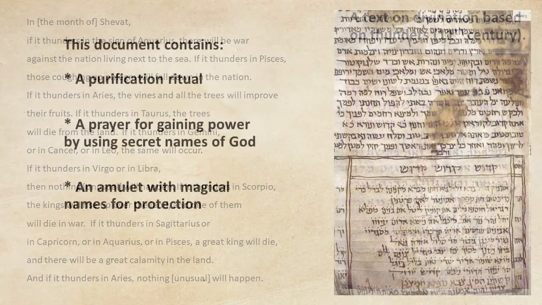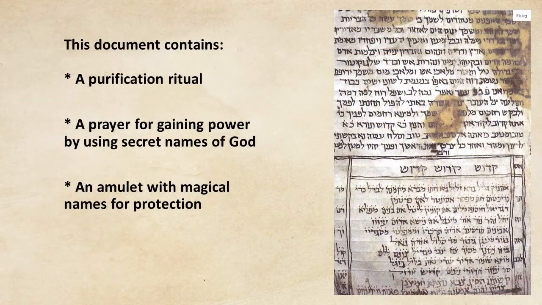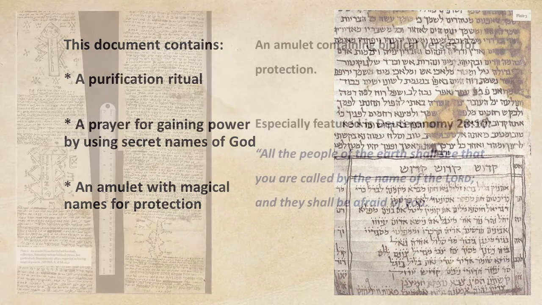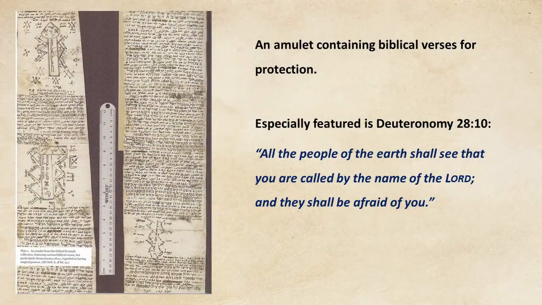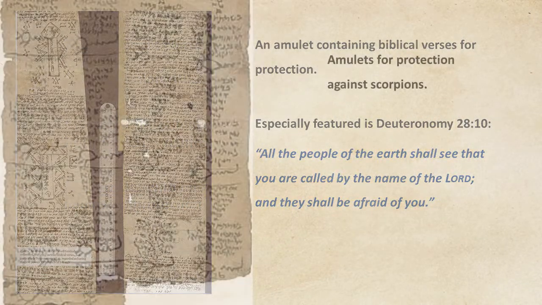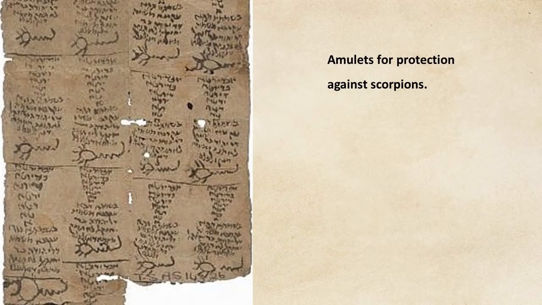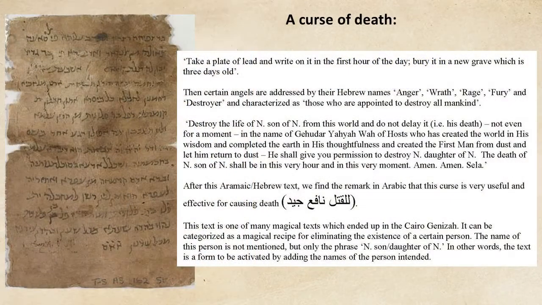Okay, this is getting more superstitious, maybe magic. It has a purification ritual. It has a prayer for gaining power by using certain names of God, and it's a protective amulet with names for protection. Okay, here's an amulet with biblical verses that they found. Here's a curse of death. This is the very last slide, actually.